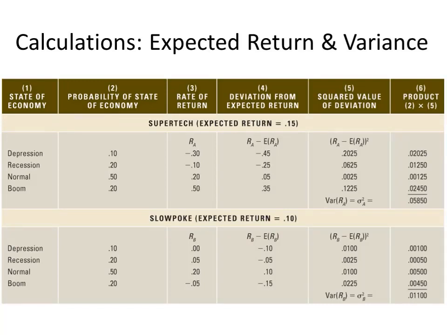Moving on, the squared value of the deviations is merely squaring the deviation from the expected return. So when we square minus 0.45, we get 0.2025. What happened to the minus sign? Well, when you square things, the minuses go away. In fact, that's the purpose of squaring the deviations here: to get rid of the directionality of the deviation and leave something that's only related to the magnitude.